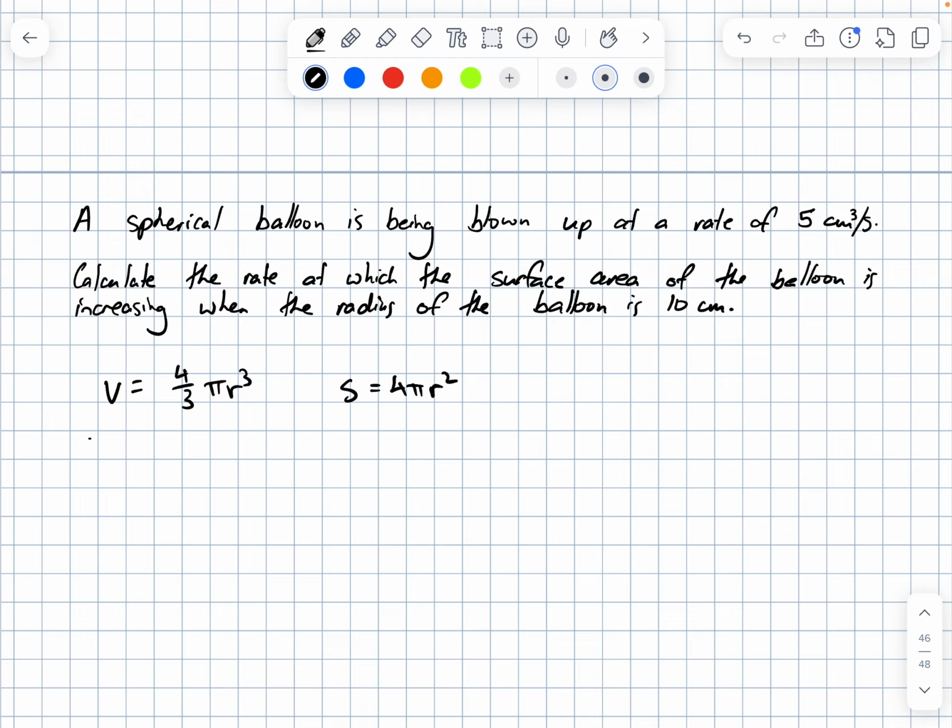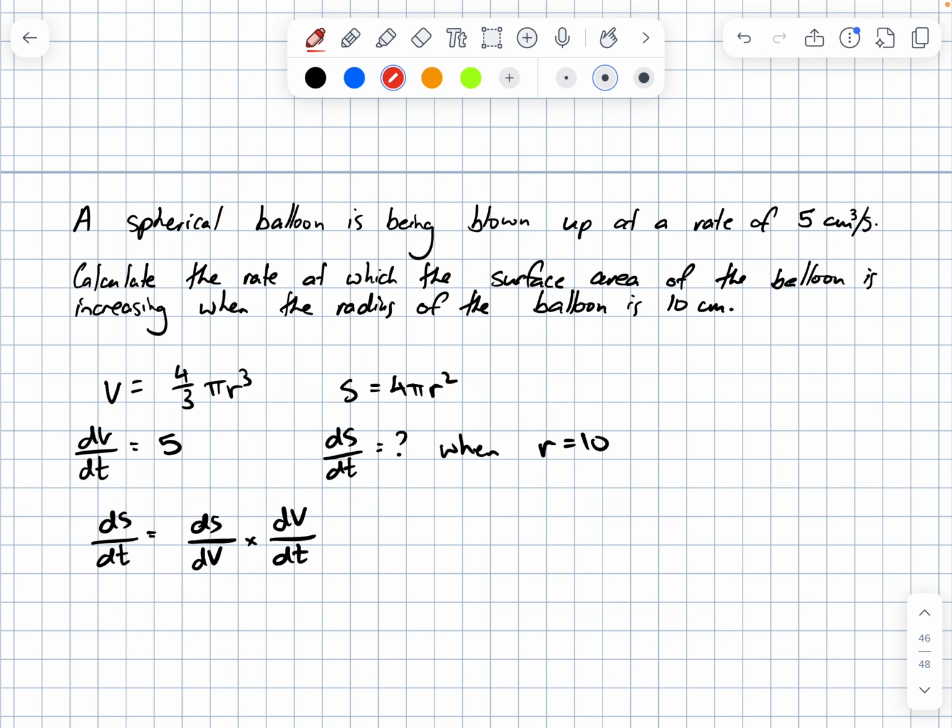We're told that the volume is increasing at 5 centimeters cubed per second, so that means that dV/dt is equal to 5, and we want the rate at which the surface area of the balloon is increasing. So that's dS/dt is what when r equals 10. So, same as before, we want an equation for dS/dt. Well, dS/dt equals dS over something times something over dt, and we'll fill in what we know. We know that we have a dV. So we know dV/dt, we just need this.